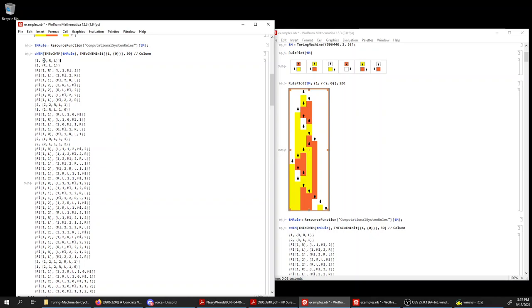Here we have 0. Here we have 1. Here we have... let's see. Here we have 1. Let me think. Why are there two 2s? Let me think about this real quick. Is this the right one? One, zero, two. Was I doing a different system here?